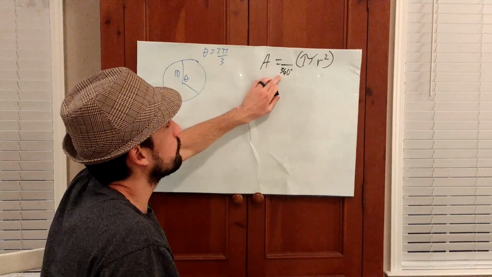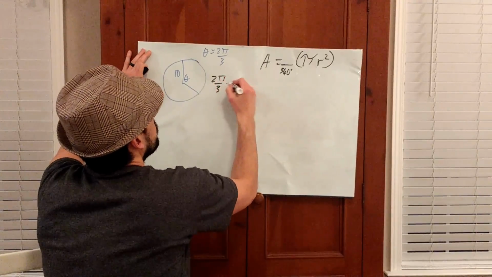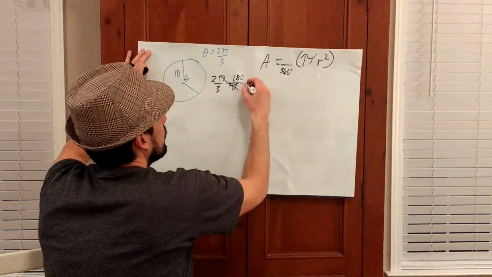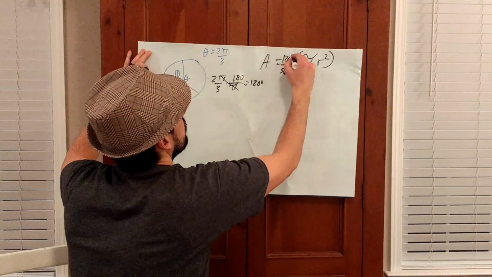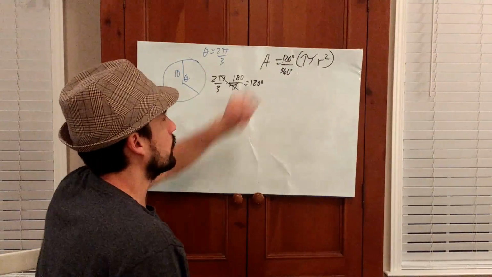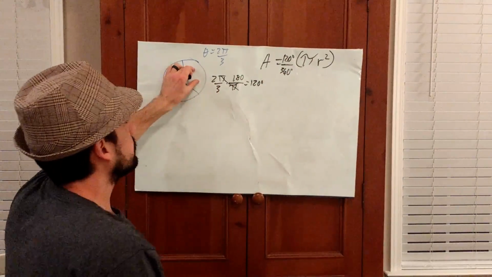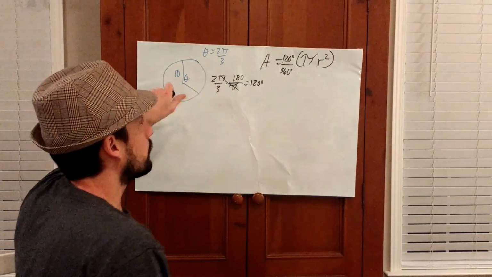So what we're going to do is convert this to degrees. 2 pi over 3 can be converted to degrees by multiplying 180 over pi. Notice the pi's cancel, and I get 120 degrees. That's what's going to go here. And here's what I meant by proportioning. 120 out of 360 is simply a third. So this piece is basically, or actually literally, 1/3 of the circle.